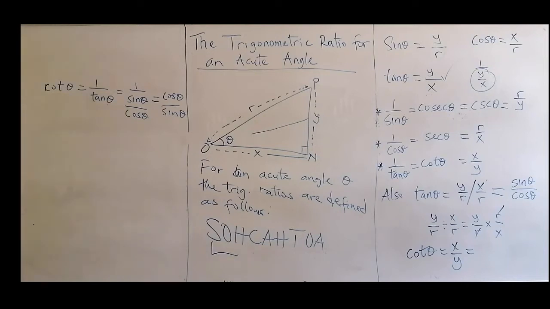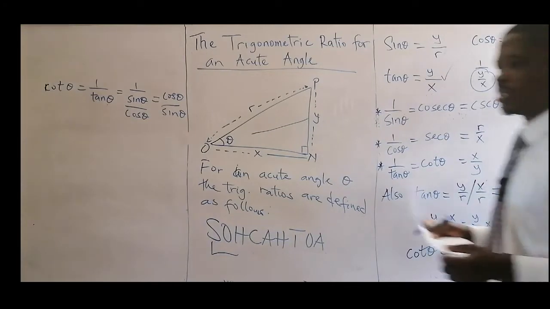cos, which is x over r, divided by sine theta, which is y over r. So if you do the algebra, you get x over y, which is confirmed. Cot theta is cos theta over sine theta. Okay, is that clear? So these are very interesting topics.